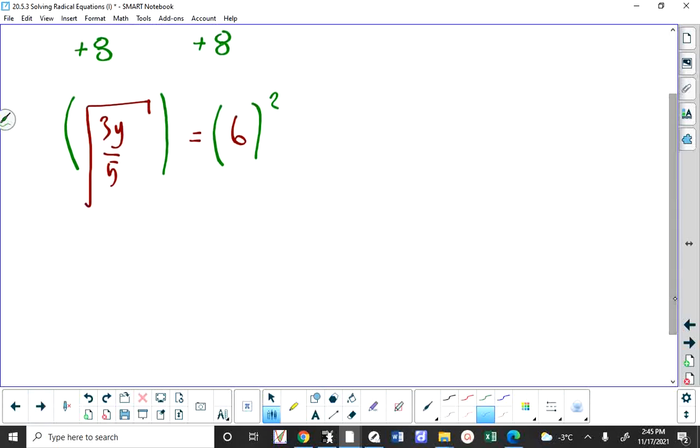what happens? On the left, I simply get 3y over 5 because squaring and square rooting are inverse operations. They undo each other. Equals 36. By the way, since our y is raised to the 1, this is a linear equation. We're going to get one solution. I can multiply both sides by 5 to get rid of the 5 on the bottom. And I can divide both sides by 3 to get rid of the 3 on the top.